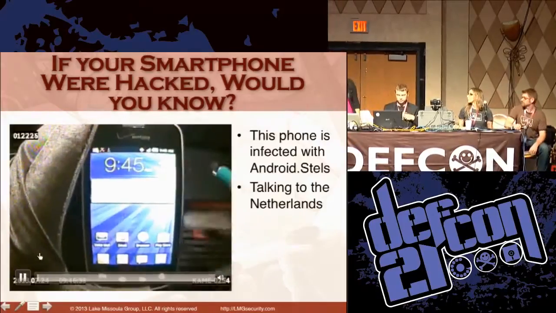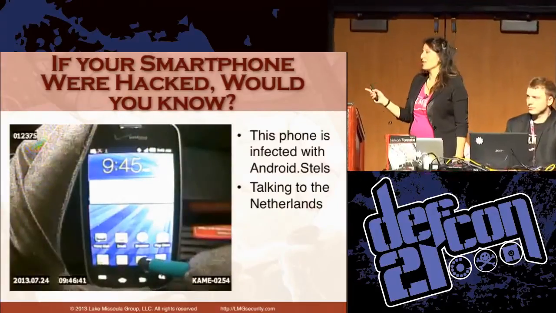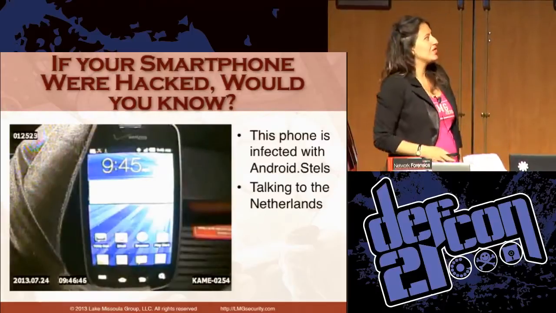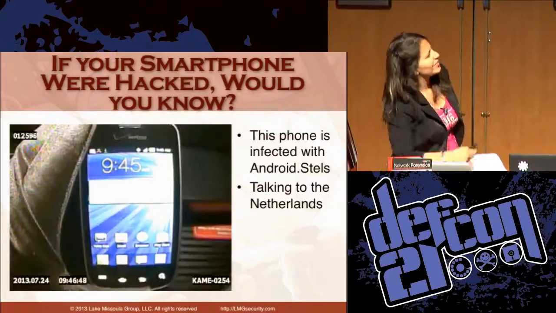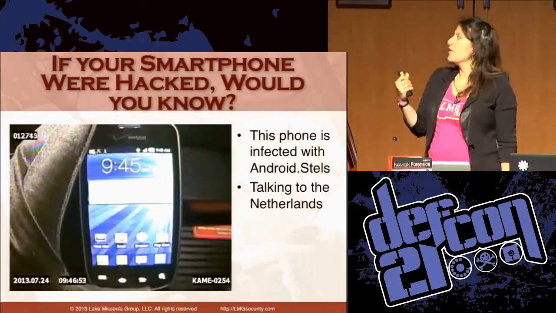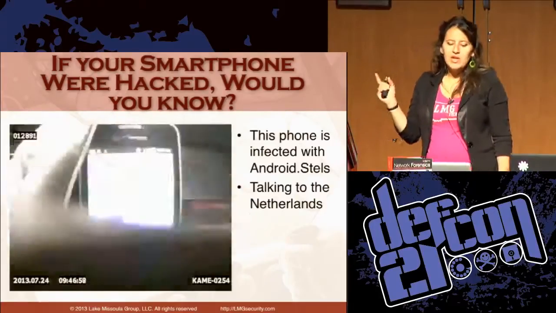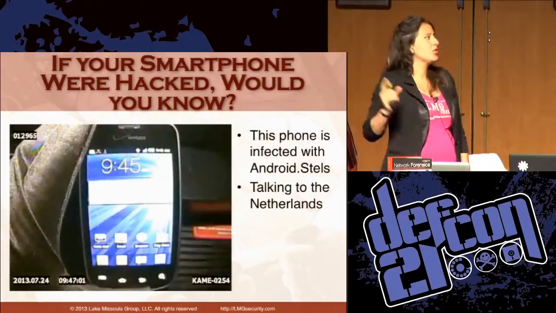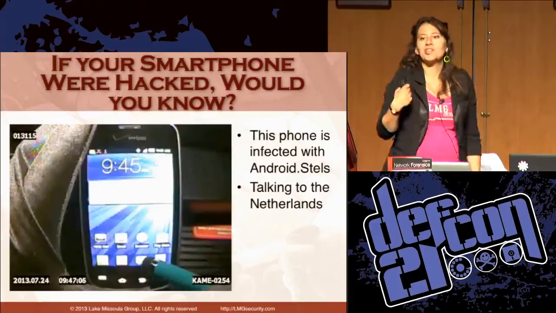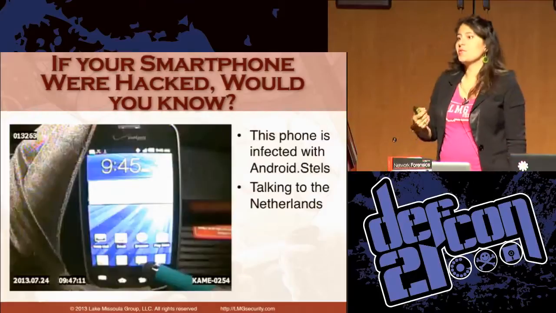So if your cell phone were hacked, how would you know about it? Probably half of you today in this room have cell phones that are hacked, but you can't tell. You can pick it up, you can look at it. The video you see on the screen here, and I don't know why it's not displaying great resolution, sorry about that, shows a cell phone that's infected with the Android Stealth malware. What you see is it sending data out to the Netherlands every 5 minutes or every 15 minutes, depending on whether or not it actually gets a response from the command and control server. And if you were a user looking at this phone, you would never know about it.